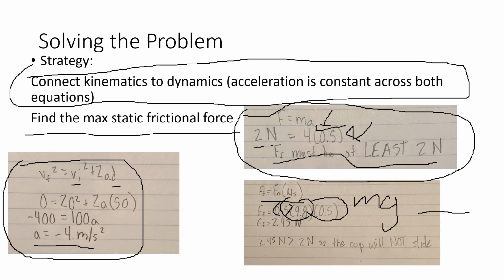And this number comes out to be 2.45 newtons, which is basically the max static frictional force. Any more force than that, then the mug will start sliding. So knowing this, 2.45 newtons is greater than 2 newtons, which means that the cup will not end up sliding here. And that makes sense because the static frictional force can match the force needed of 2 newtons so that the cup will not slide.